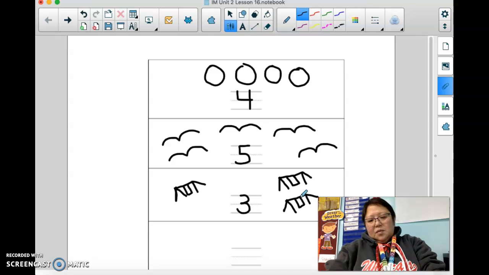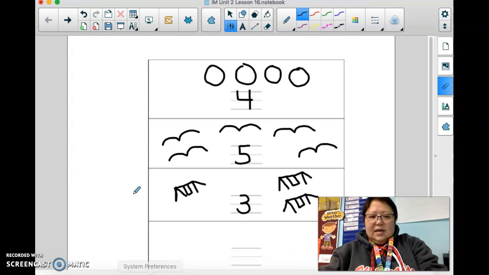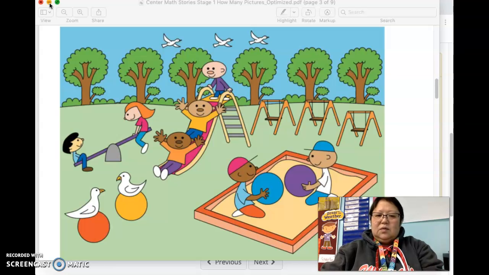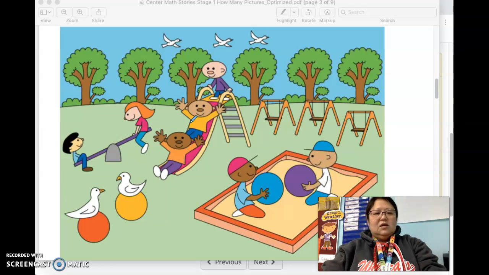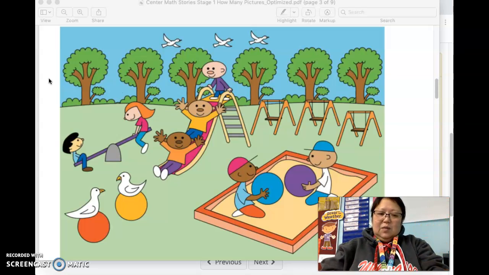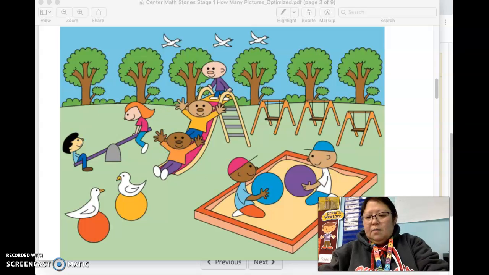And for the last one, we went back to our picture for the last time. And the question was, how many teeter-totters do you see in our picture? And at first we weren't sure what a teeter-totter was. And then we talked about how a teeter-totter is one of those pieces of playground equipment that you go up and down on with a friend. And so then we counted the teeter-totters, and there was only one teeter-totter.